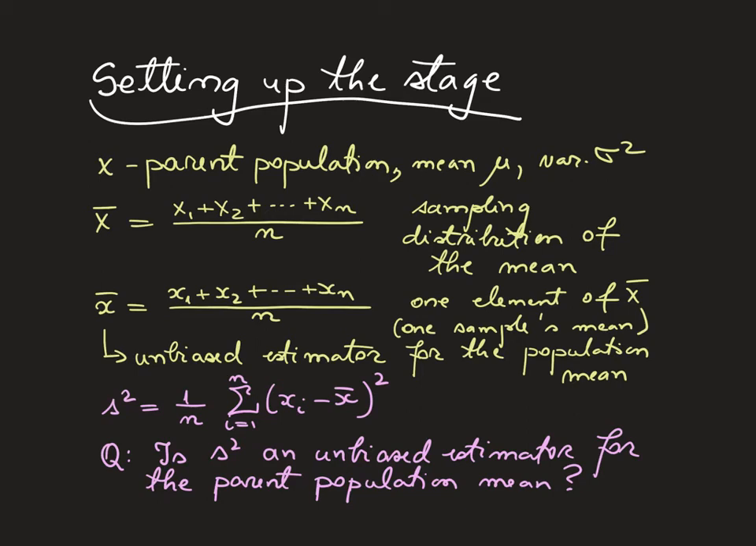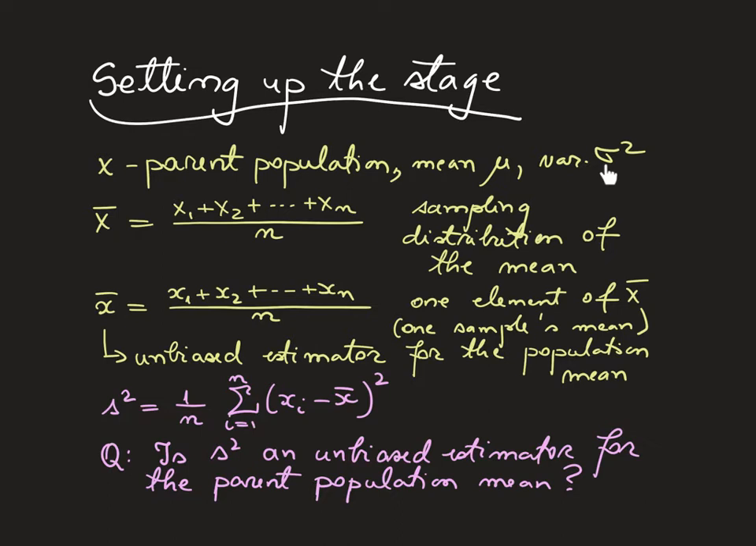Let us set up the stage and pose a question for today. We have X, a parent population with a mean mu and variance sigma squared, the standard notations. We don't know if the population X is normal or not, and it doesn't matter. We want to explore ways to estimate the variance of the population from a sample.